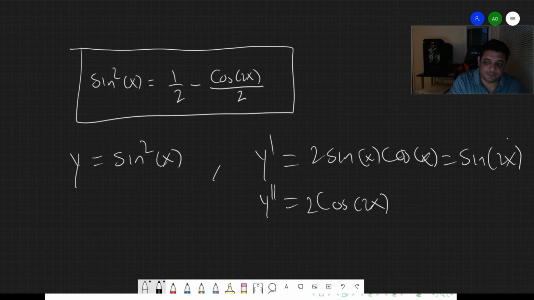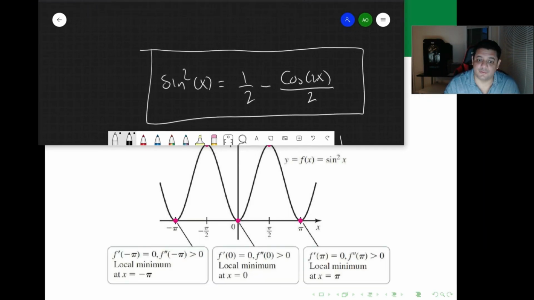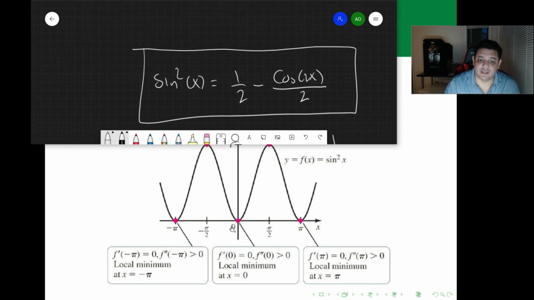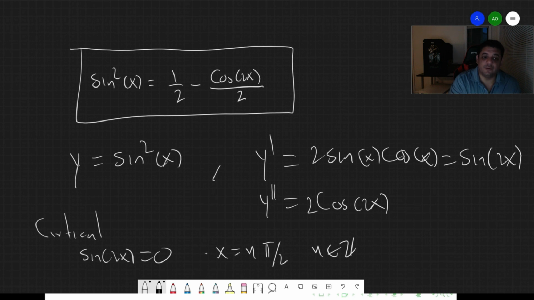So now critical points. Critical points are where sine of 2x is equal to 0. It's not going to happen that the derivative doesn't exist, because sine of x is a function that is defined in all the real numbers. And so now you can see here that it is at every multiple of pi half. So sine of 2x equals 0 when x equals n pi half, where n belongs to the integers. So all of these are possible critical points.